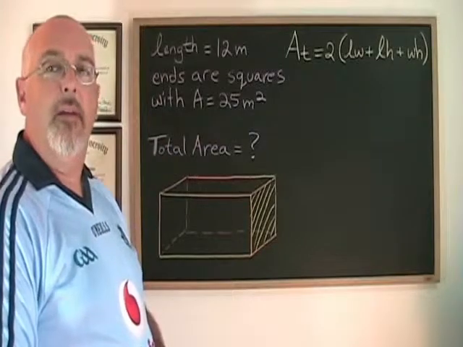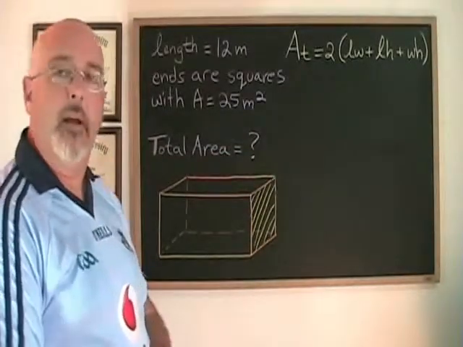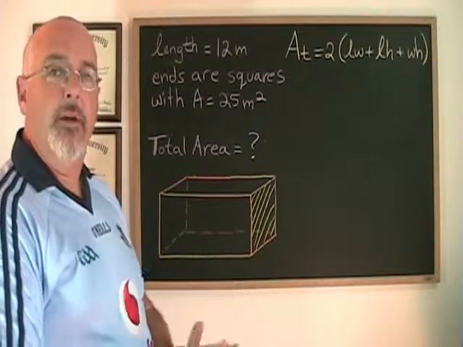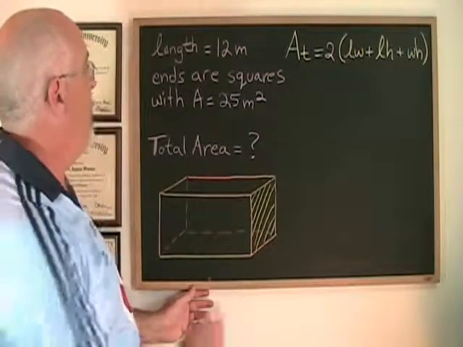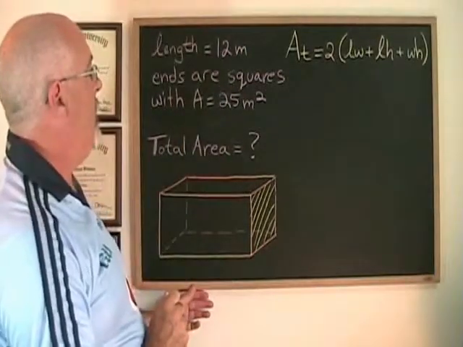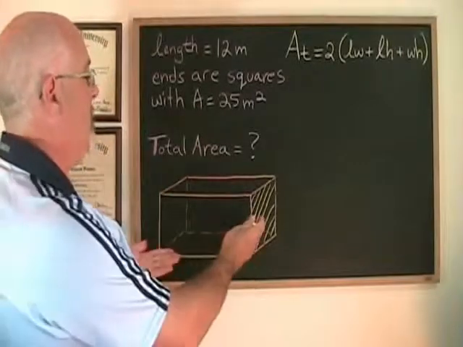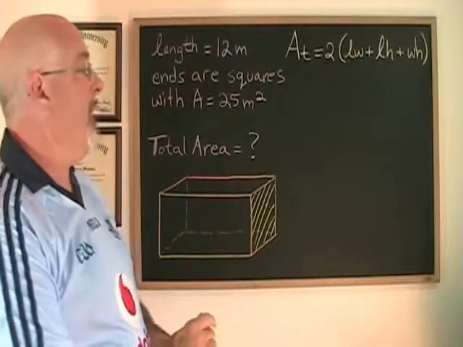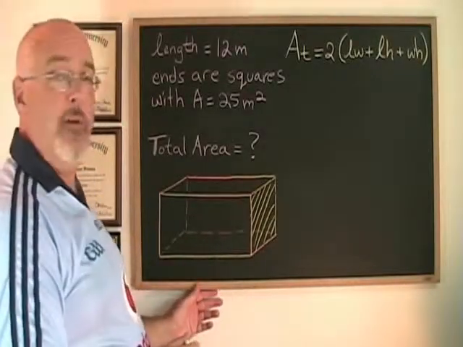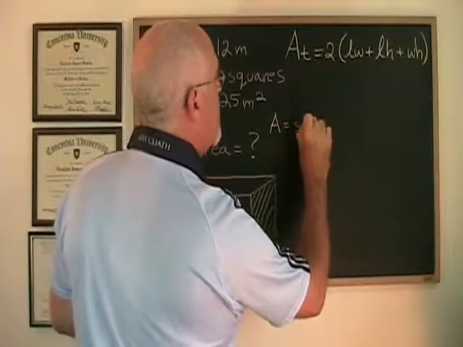So what ways are there of asking a question that involves this formula for the total area of a rectangular prism that the questions can be made more tricky? Here is one where we are given the length, 12 meters, and we are not given the width or the height, but we are told that the ends of the box are squares with area of 25 meters squared. This forces us to use the area of a square formula, which is A equals side squared.